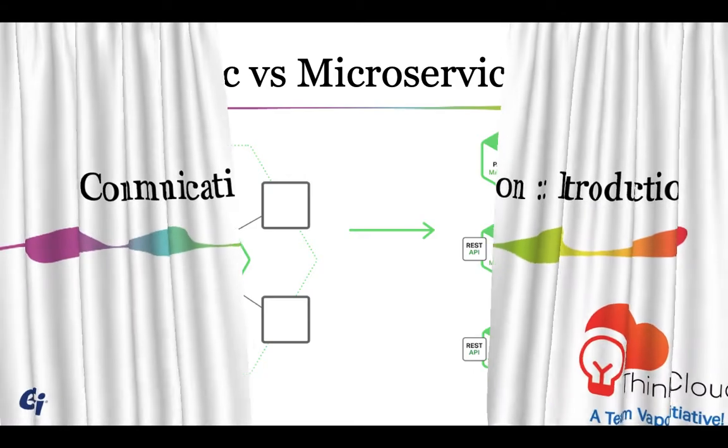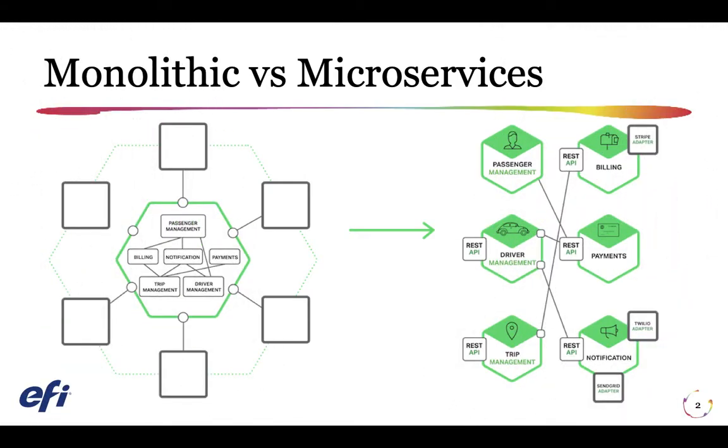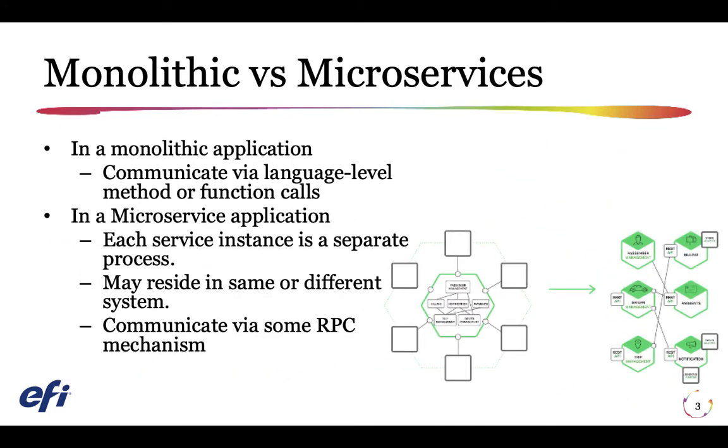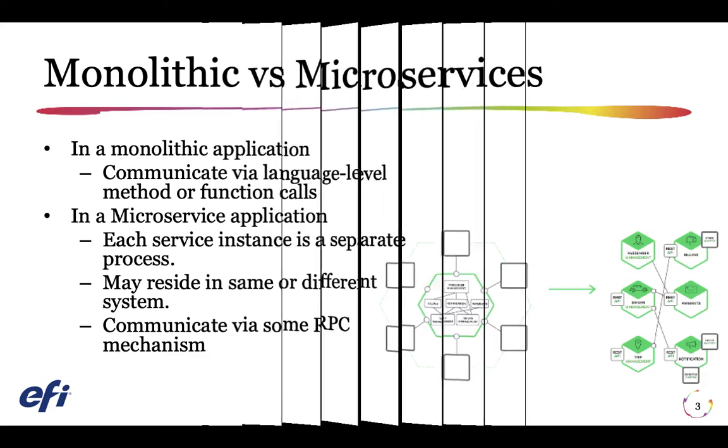Let's begin by understanding the difference between monolithic and microservice architecture in terms of communication. In a monolithic application, components invoke one another via language level method or function calls. In contrast, in a microservice based application, each service instance is typically a separate process. Therefore, they communicate via some RPC mechanism. These service instances may even be running on multiple machines.